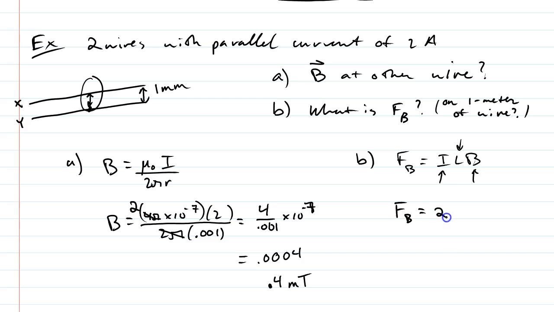Okay, the current is 2, the length is 1, and we know the strength is 0.0004. Working that out, we get 0.0008 newtons. Really, really small effect. So for you to see wires naturally attract each other from the current, you're going to have to either increase the magnetic field, or in this example, really increase the current.